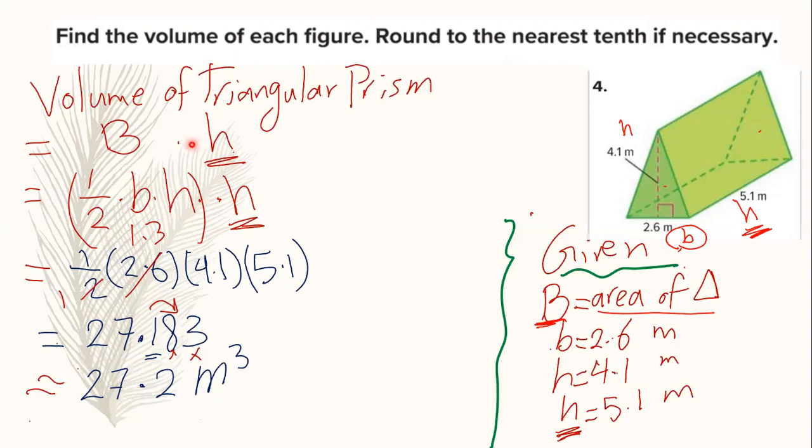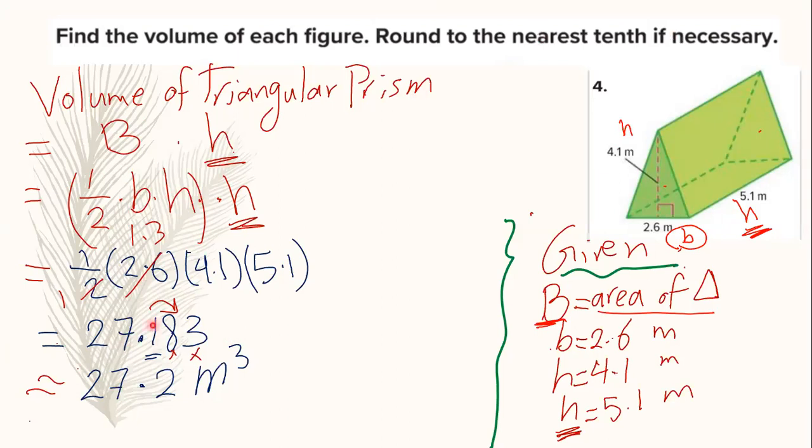So volume of the triangular prism equals base area times height, and area of the base, which is triangle, is half times base times height of the triangle. It's half times 2.6 times 4.1 times height of the triangular prism. And you can simplify, divide 2 by 2 equals 1 and 2.6 divided by 2 equals 1.3, and then multiply 1.3 times 4.1 times 5.1. The product will be 27.183.